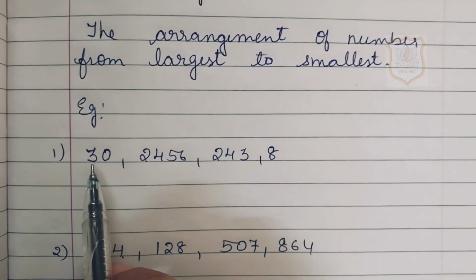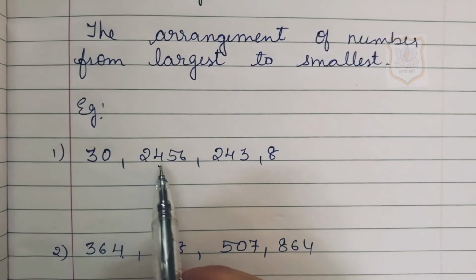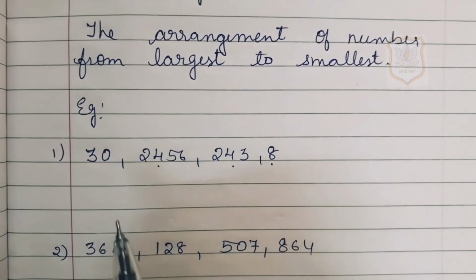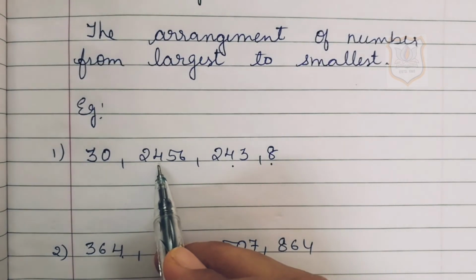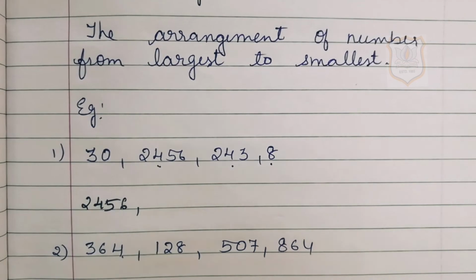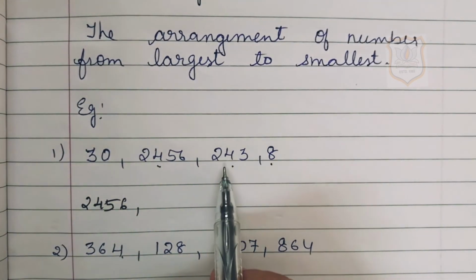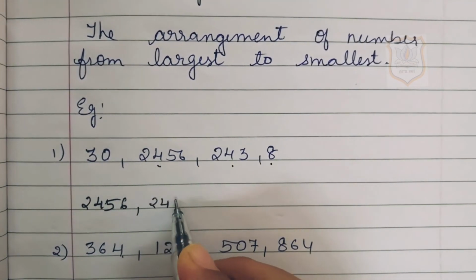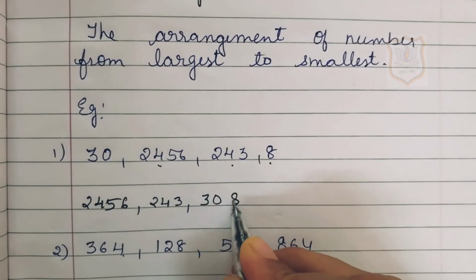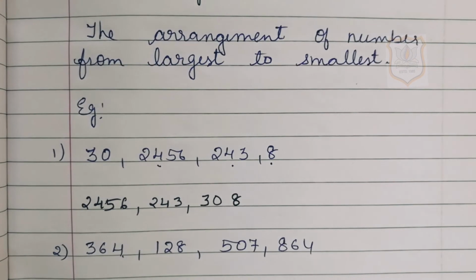Here this number has 2 digits, this number has 4 digits, this number has 3 digits, and this number has only 1 digit. So the number with the greatest digit will be the largest number. So we will write 2456 first, as it is the largest number. Then we will write 243, then 30 and then 8. In this way we will arrange the numbers from largest to smallest.